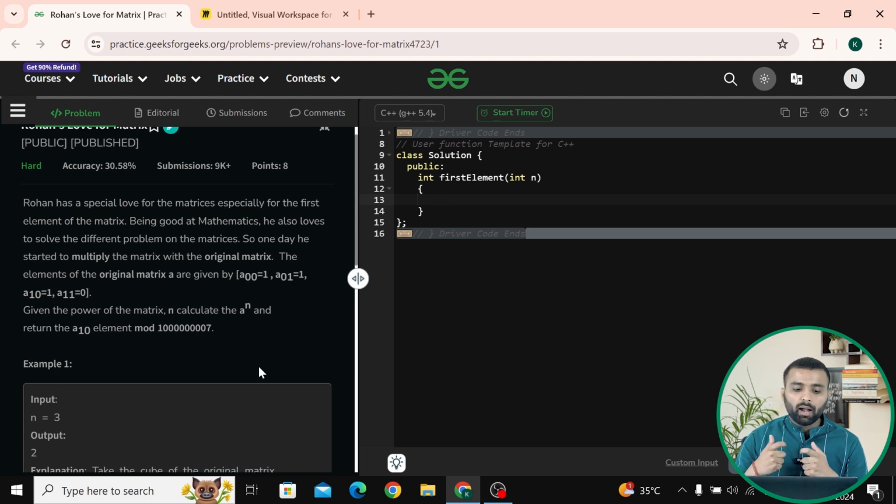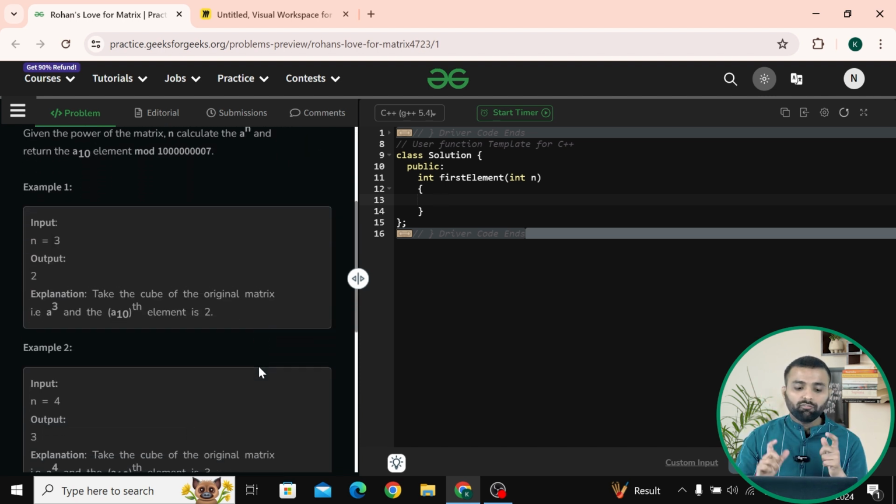Given the power of the matrix n, we have to calculate A raised to the power n, and return the element at position 1 0 in the matrix, taking the modulo of it. So in the first example, we are given n equal to 3. Here the output is 2, right?